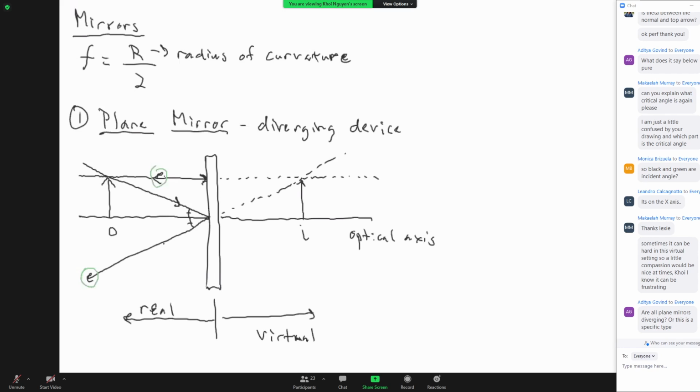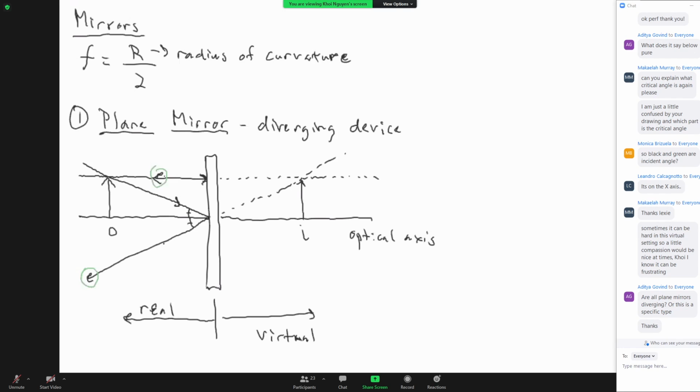Correct. All plane mirrors are diverging. Any two rays that you draw will always be going away from each other. Even if they have different angles coming in, those angles will reflect equally, and those two rays will then go away from each other after they reflect.